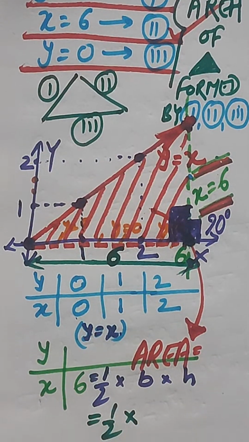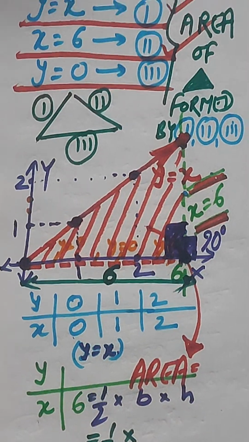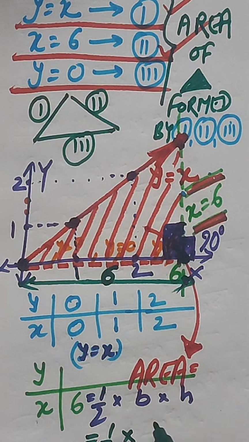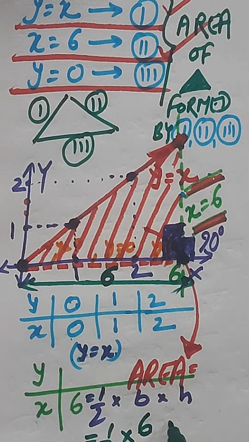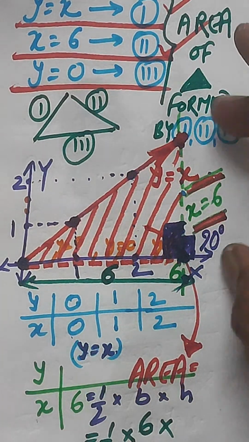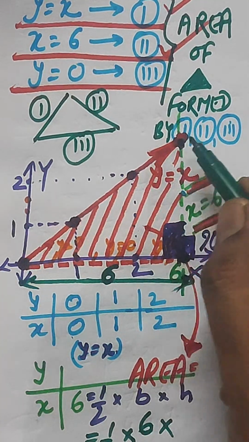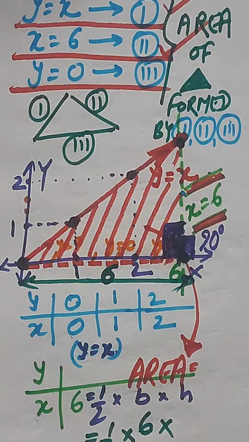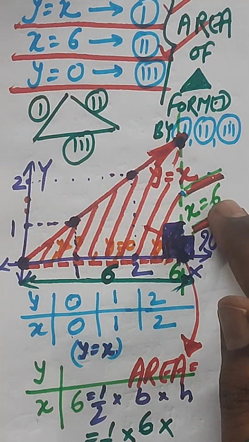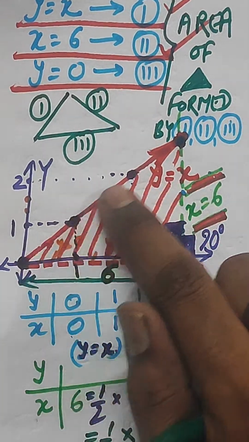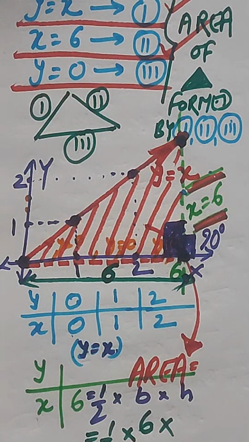let me shift a little. In place of base, just write 6. And what will be the height? This is the height. So here we do not know at which point it is colliding, right? So for x equal to 6, and this is the equation for y equal to x, right?